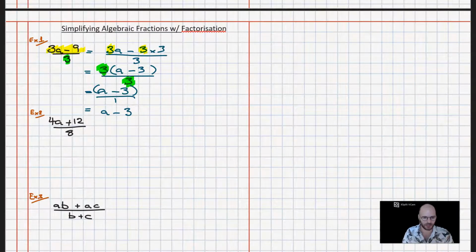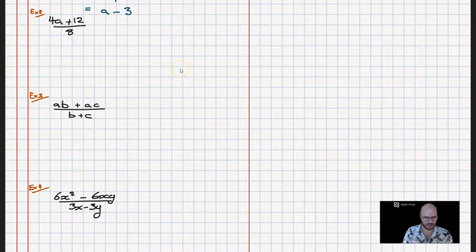Now if you're proficient enough with this technique and you can see visually that the answer is going to be a take 3, then you can just jump past the first 3 steps that I've shown and go straight to the answer. That's totally fine. Now example 2, we have 4a plus 12 all over 8.